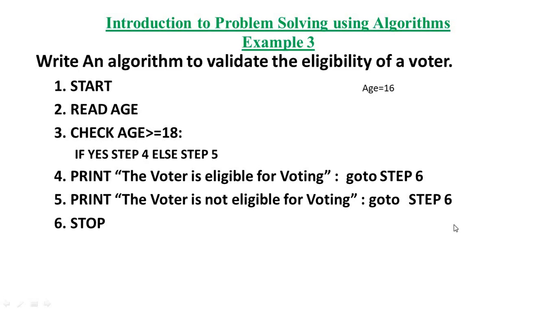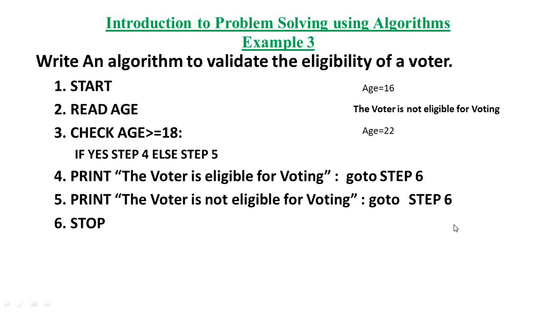Now suppose we have taken example age equal to 16. Step 3, 16 is greater than or equal to 18, which is false, means it will go to the else part, step number 5. Voter is not eligible for voting. Then go to step number 6.